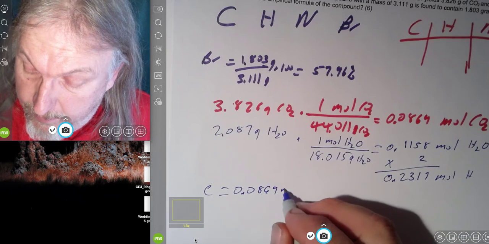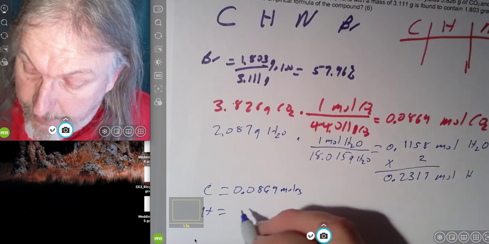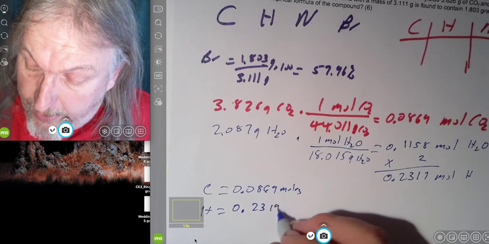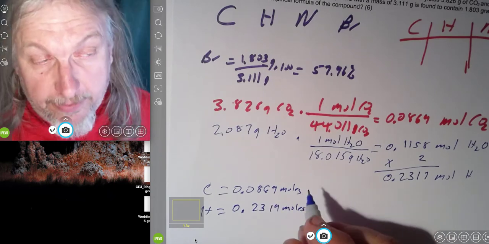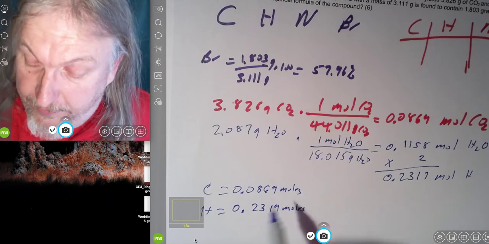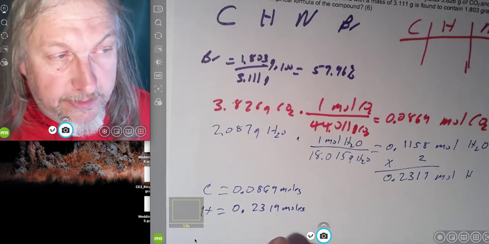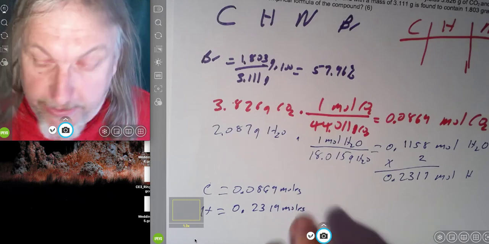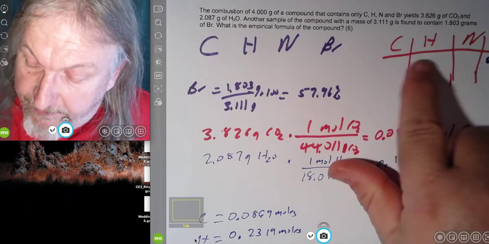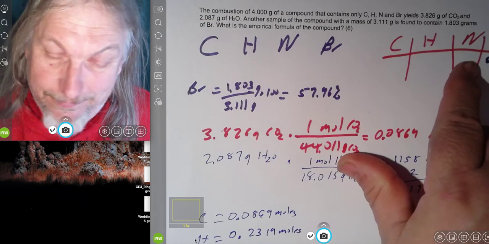0.0869 moles. I got the number of moles provided by the sample of hydrogen, 0.2319 moles. Now, if I can get the mass of the carbon and the mass of the hydrogen provided by the sample, then I can get the percentage, because I know the total of the sample, which was 4 grams. And if I have the percentage of that and the percentage of that, then I can get the percentage of that, because I've got that.